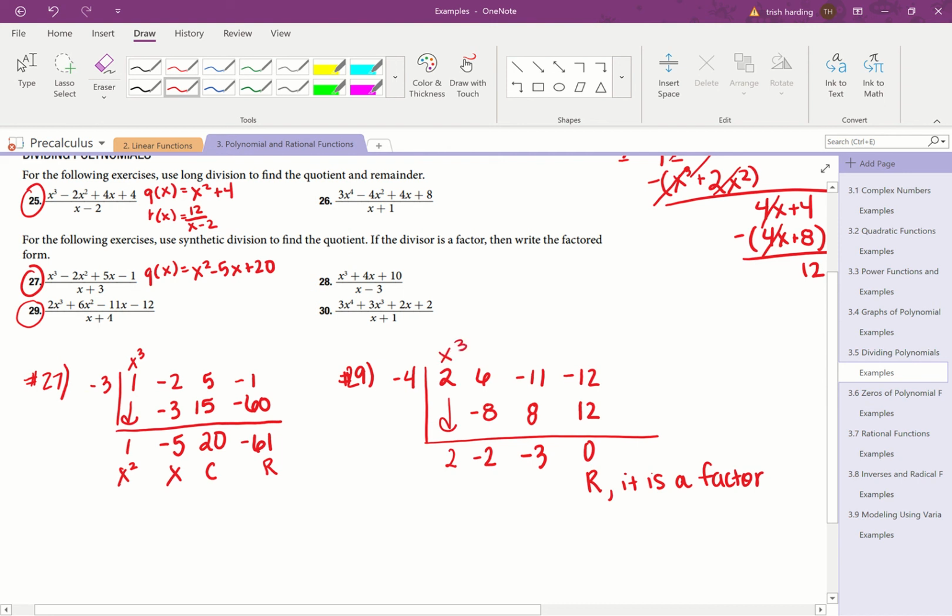So if we started at x cubed, we're now going to start at x squared. So our quotient is going to be 2x squared minus 2x minus 3. Now, since it is a factor, we're going to write the factored form. And that is going to be x plus 4 times 2x squared minus 2x minus 3.